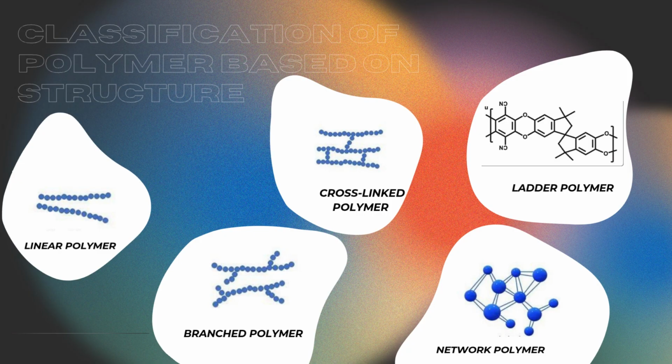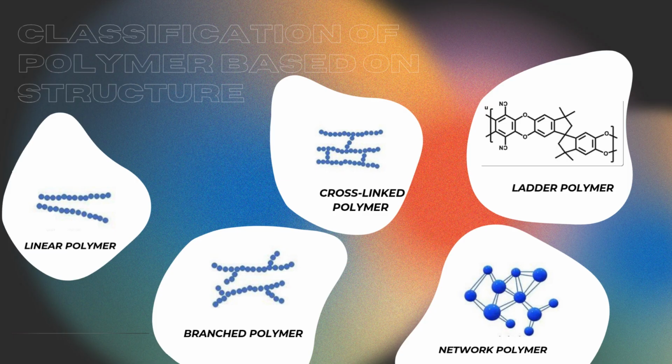Today I'm going to present about classification of polymer based on structure. First of all, we have a linear polymer. The structure of linear polymer is composed of long, continuous chains of monomer units connected end to end without branches.